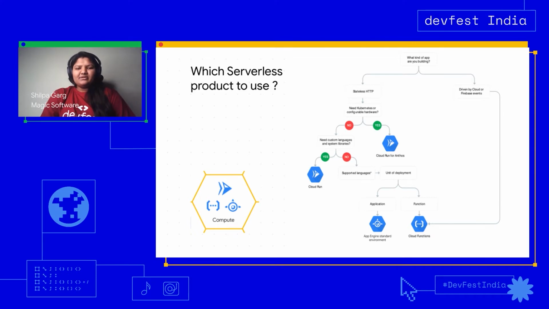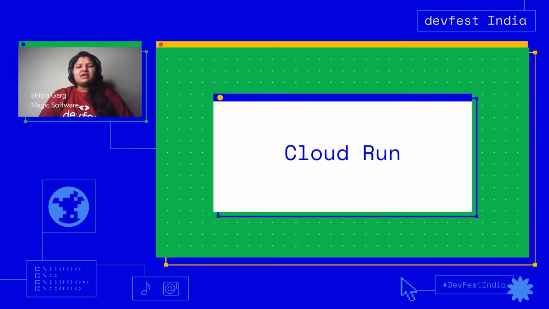Moving on to Cloud Run. So why do we use Cloud Run? Cloud Run is a fully managed compute platform on which we can deploy our apps without worrying about the infrastructure. Cloud Run is very helpful when you want to use your apps in which you have done the coding from your end, like you have used your languages and your libraries.